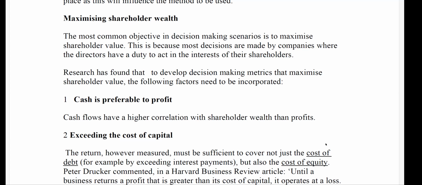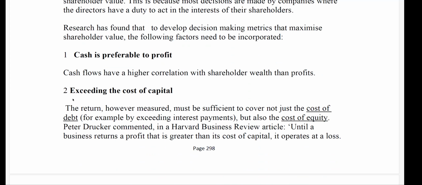Okay, so why is it important to develop decision-making metrics that will maximize shareholder value? So every business exists to maximize shareholder value, right? And one thing that you have to look at is that why are we not just talking about profit maximization? Because maximizing profit is not necessarily a sufficient primary financial objective. And this is because cash is preferable to profit, right? So cash flows have higher correlation with shareholder wealth than profit.